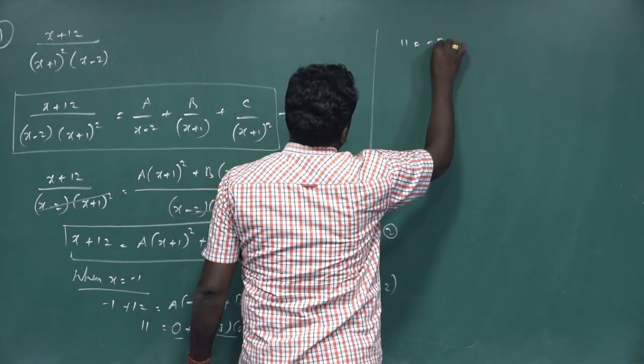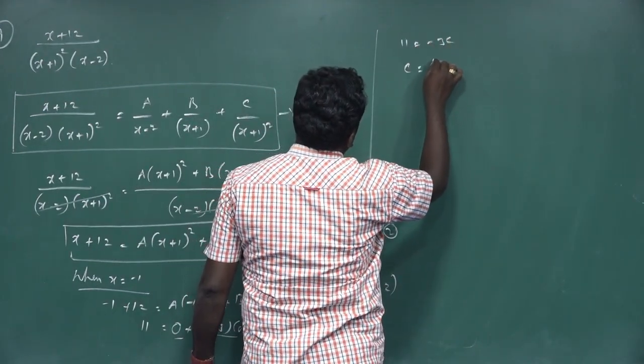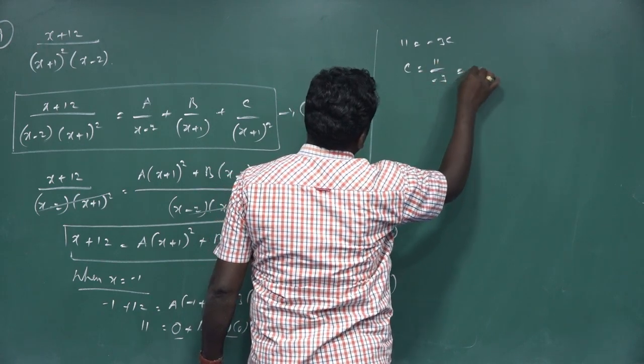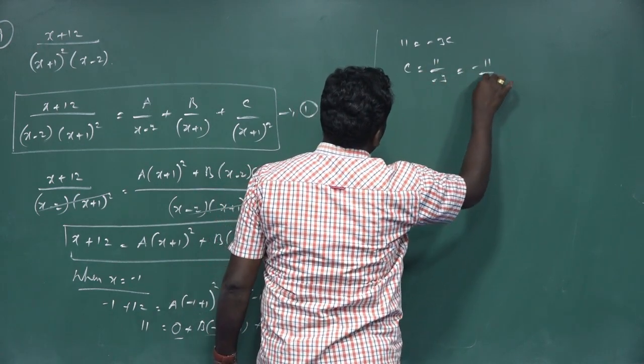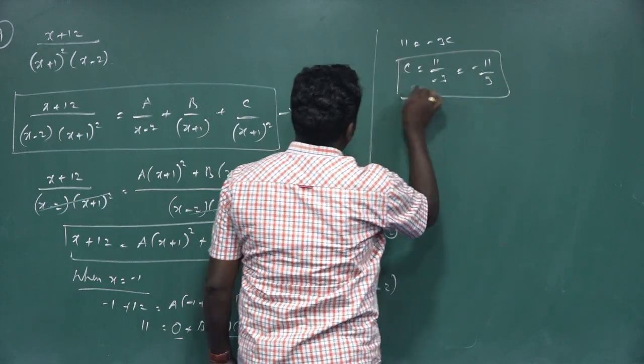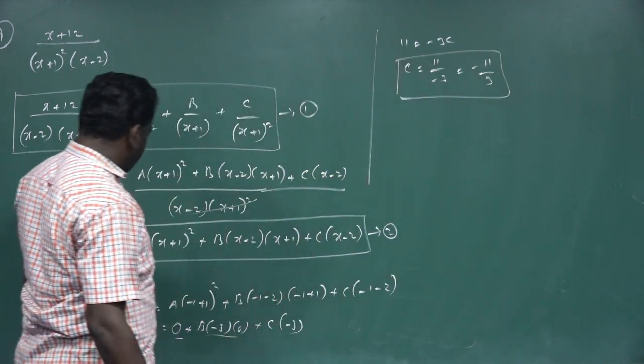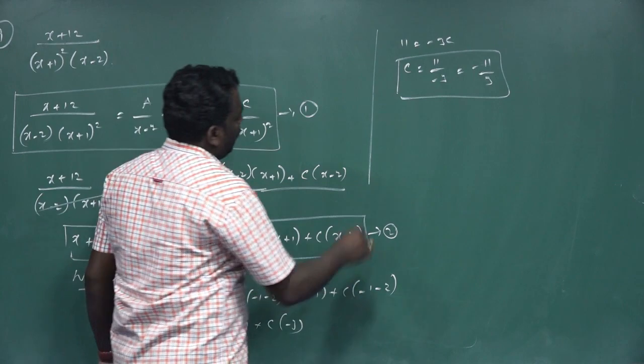11 is equal to minus 3c, therefore c is equal to 11 by minus 3, that is equal to minus 11 by 3. That is the value of c.